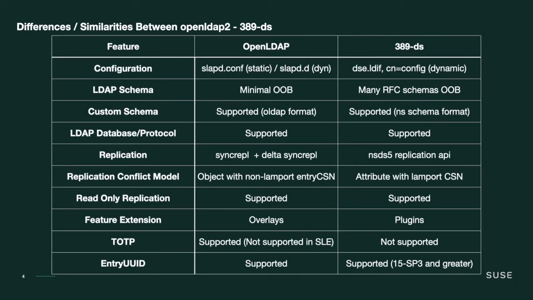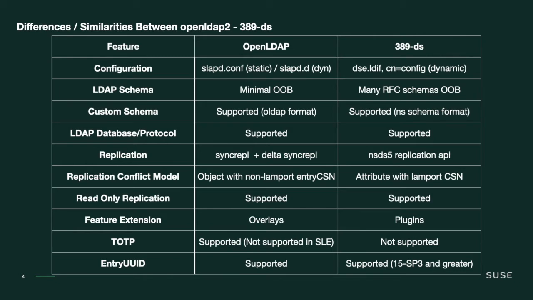So let's look at some of the differences and similarities between OpenLDAP2 and 389DS. One of the first things that you're likely to notice as an administrator is that the way you approach configuration is different. OpenLDAP has had two configuration formats: slapd.conf, which is a static single file, and the slap.d directory, which is a dynamic configuration, but it can only be updated by the specific LDAP tools that exist for that.